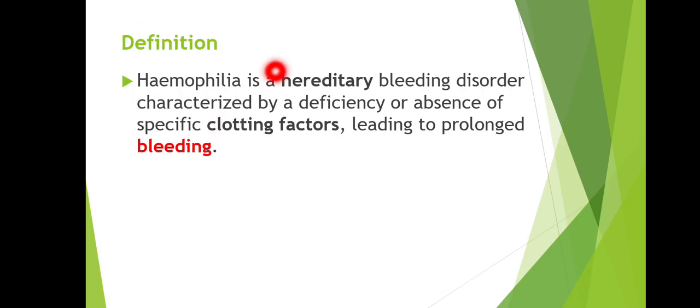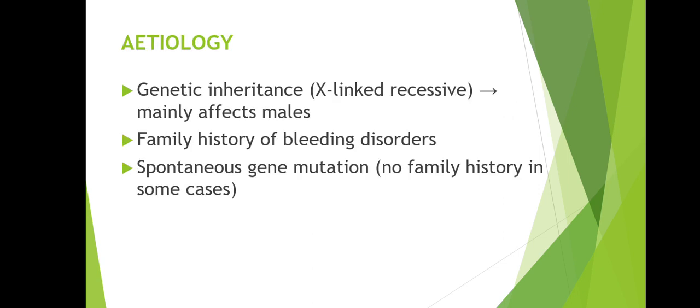So hemophilia in general, not specifically A, B or C, is a hereditary bleeding disorder characterized by a deficiency or absence of specific clotting factors leading to prolonged bleeding. In this case there is a genetic inheritance that is X chromosome linked and recessive. One thing about hemophilia is that it mainly affects males because it mostly affects the X chromosome. So a family history of bleeding disorders or spontaneous gene mutation can lead to hemophilia.